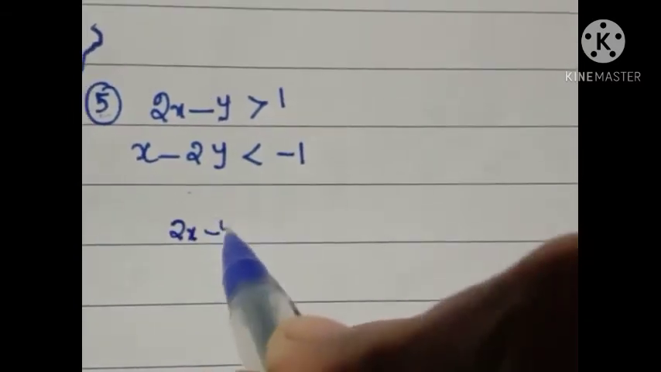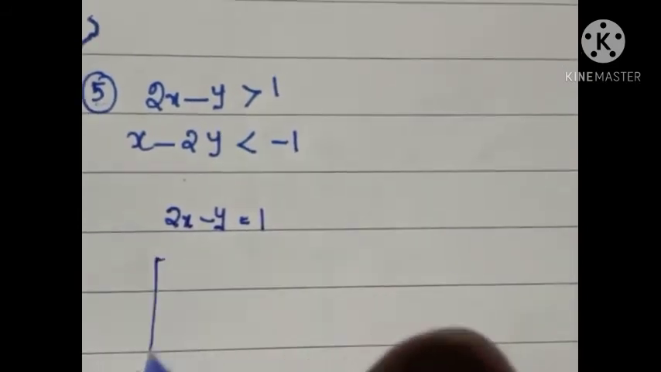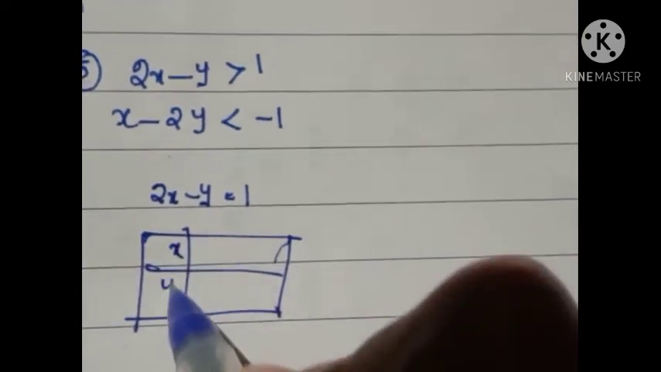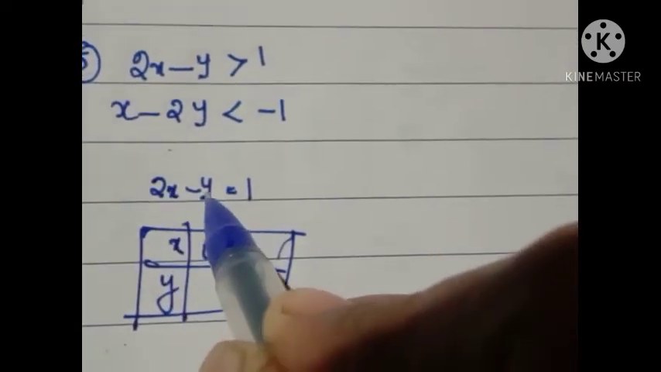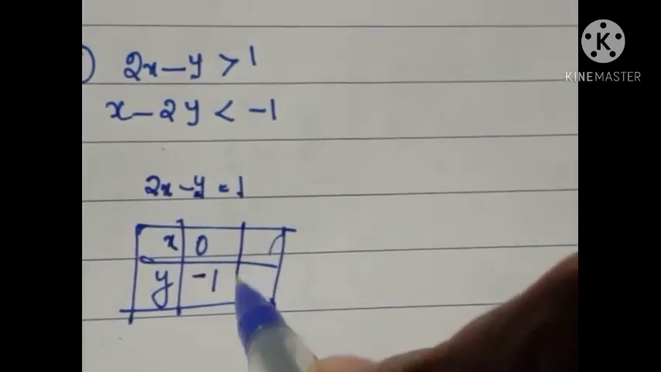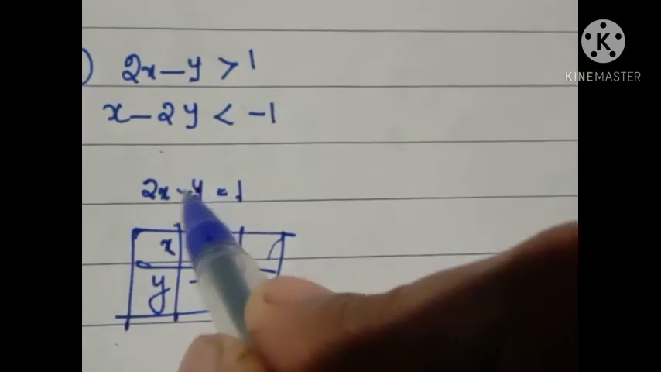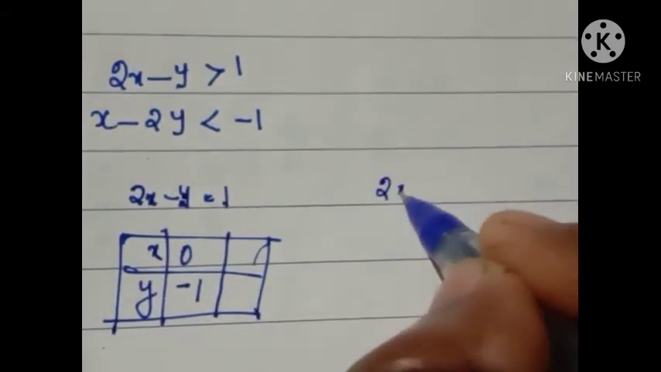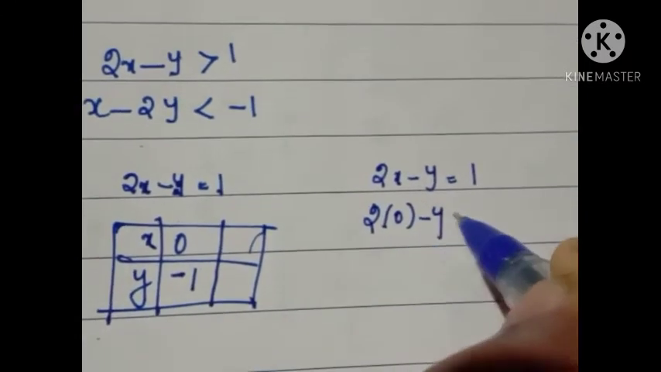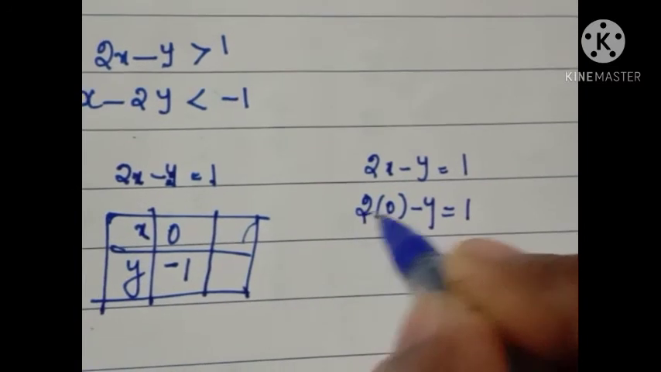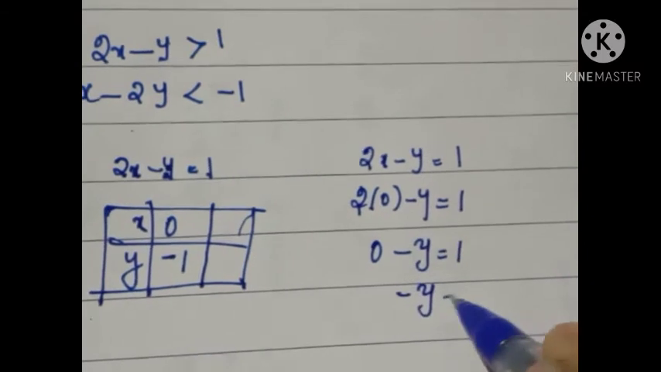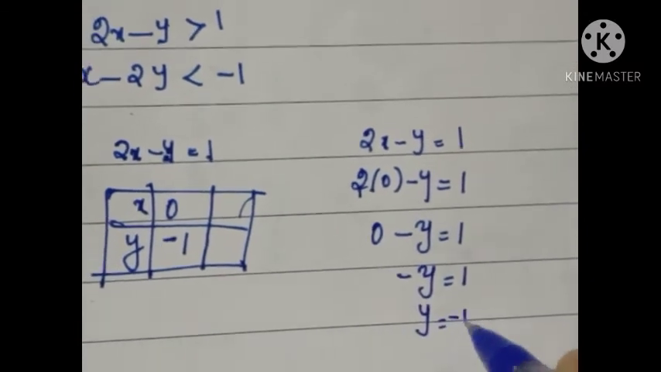So first one, 2x − y = 1. Find the points x, y. When x = 0, listen, −y = 1, therefore y = −1. When x = 0, 2 into 0 minus y equals 1. 2 into 0 is 0. So −y = 1, or y = −1.